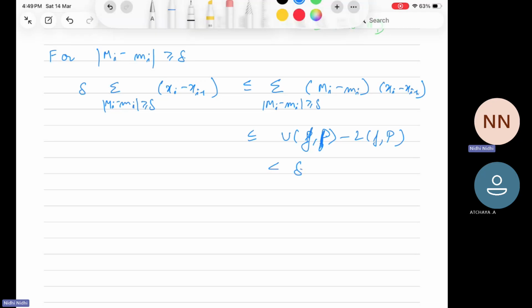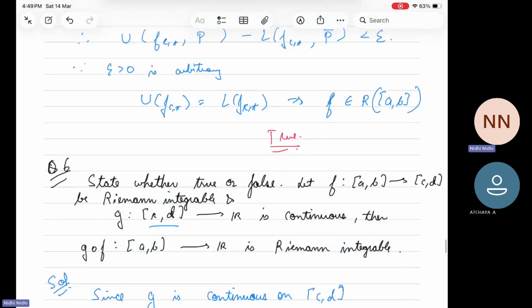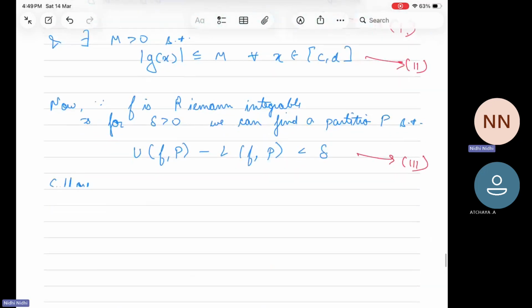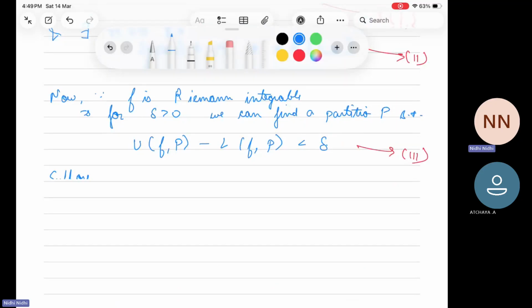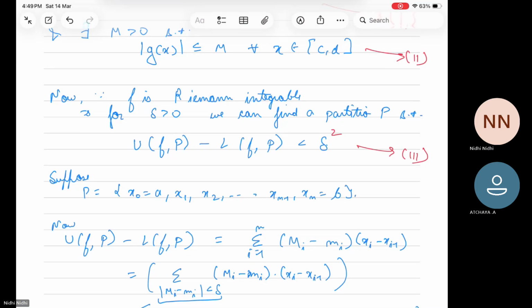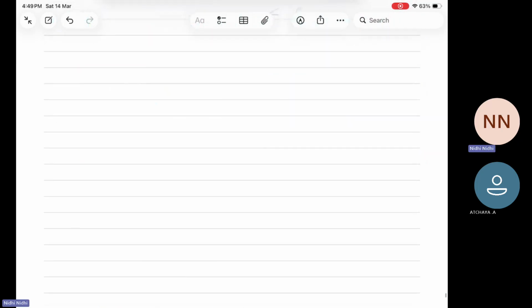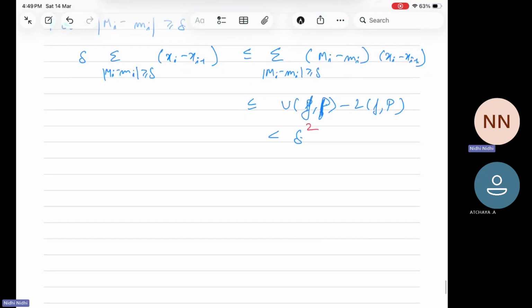Now, this delta was in my hand. I started with some arbitrary delta in the definition of integrability of f. If I had taken this to be delta square, because this delta was arbitrary, I can get delta square here. So eventually what I'll get is the summation over Mi minus mi greater than or equal to delta of xi minus xi minus 1 is strictly less than delta.